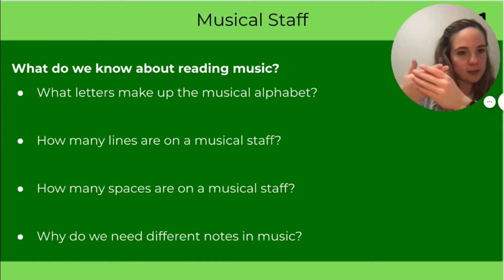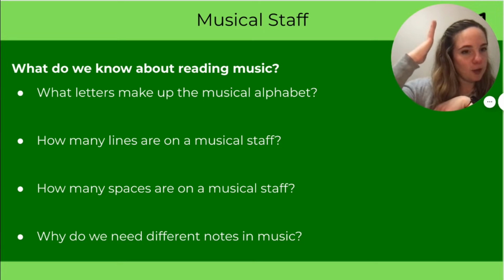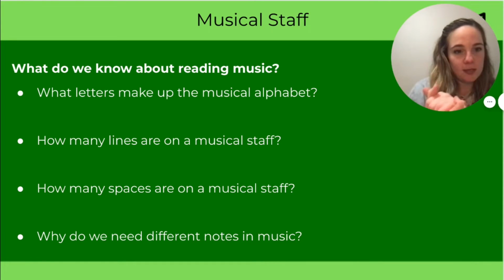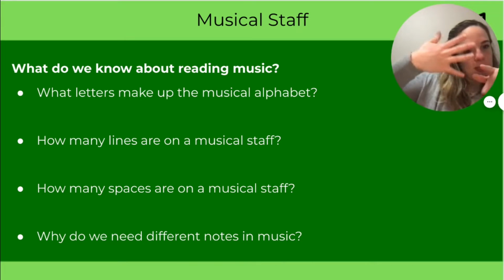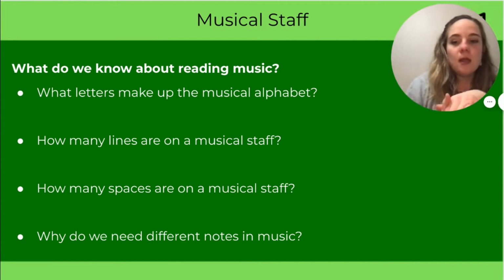Okay, and since there's 5 lines on our staff, how many spaces do we have in between? Channel your memories from our last class, see if you can recall that, or if you know how to cheat it and count the lines and line it up, how many spaces are in between? Yep. See lots of 4s. That's a good sign. We definitely have 4 spaces in between our 5 lines, right?